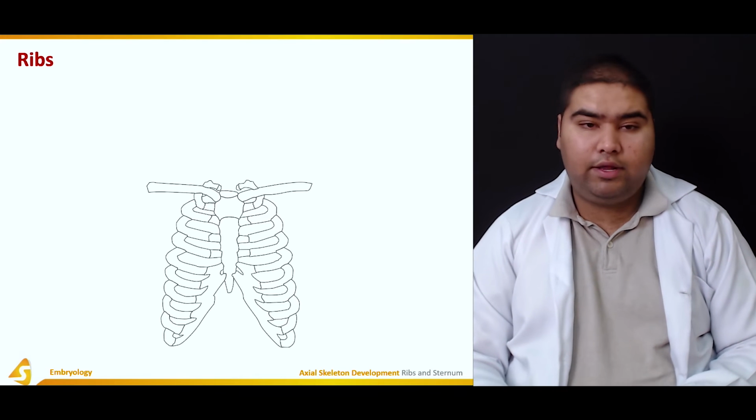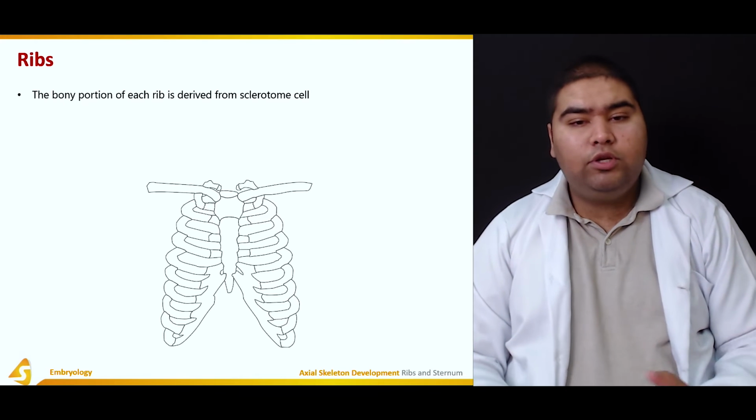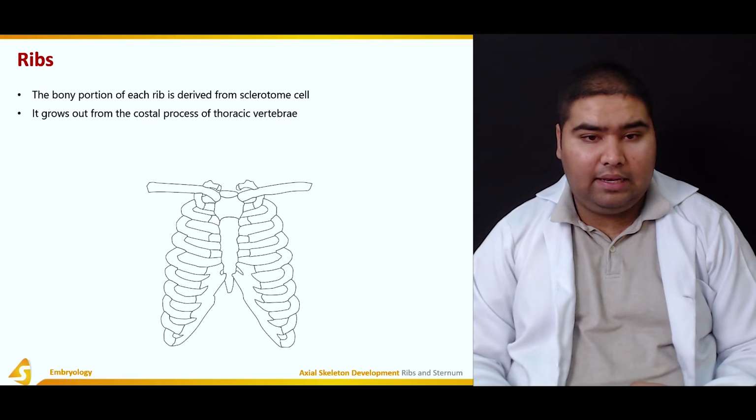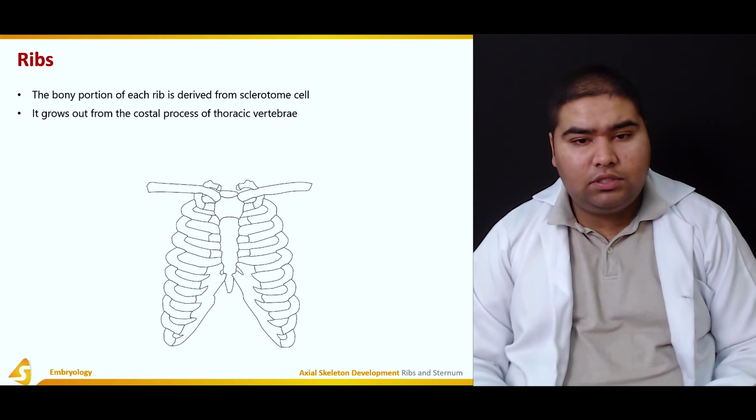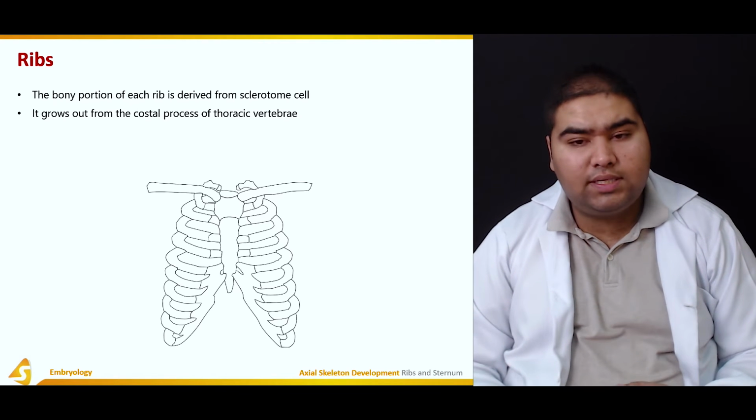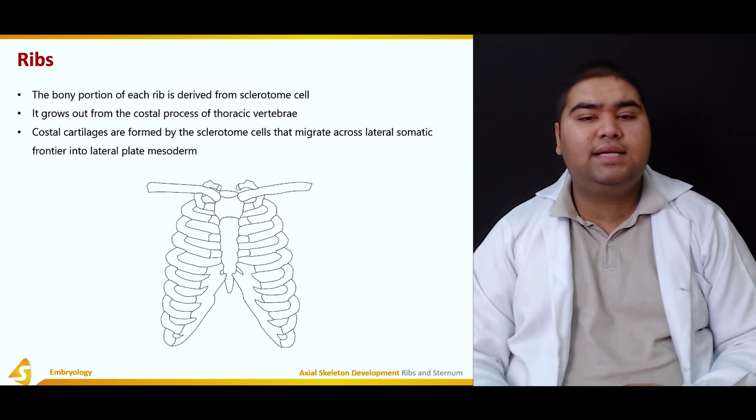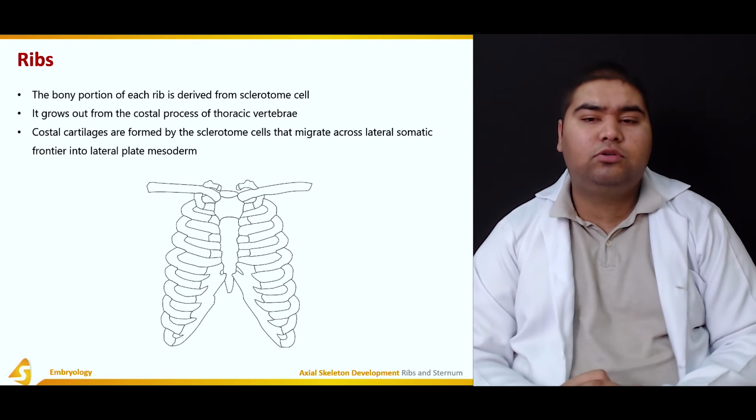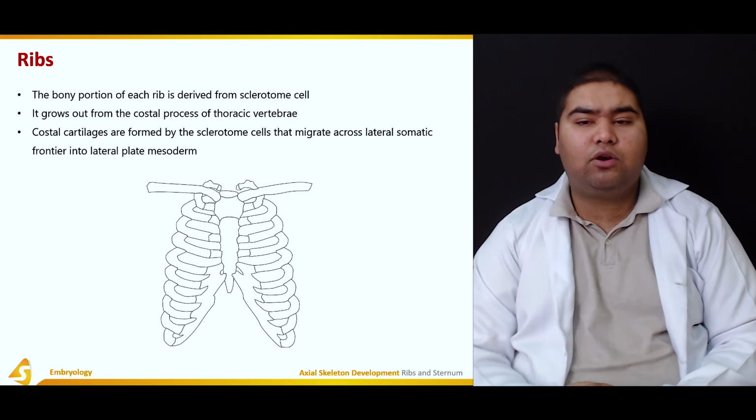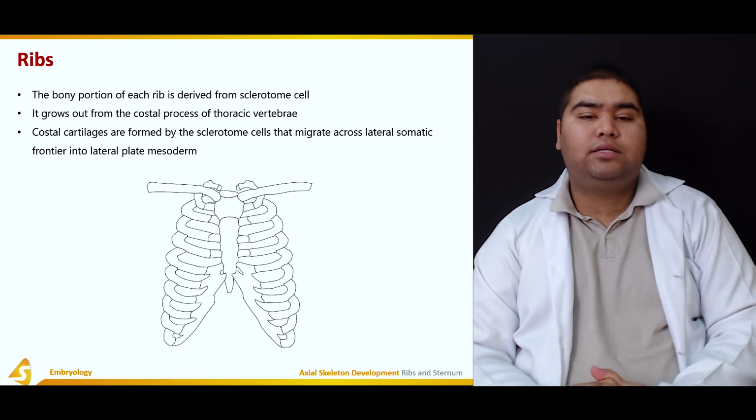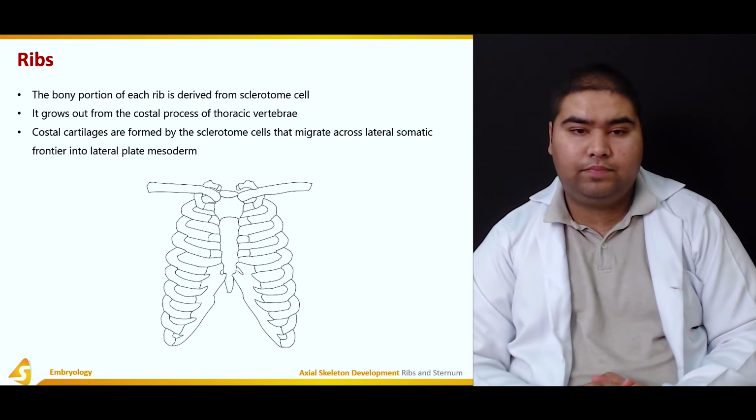So first of all, ribs. The bony portion of each rib is derived from the sclerotome cell. It grows out from the costal process of the thoracic vertebrae. Costal cartilages are formed by the sclerotomal cells that migrate across the lateral somatic frontier into the lateral plate mesoderm.